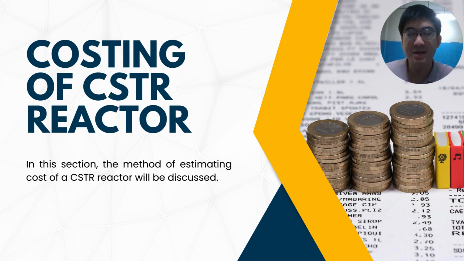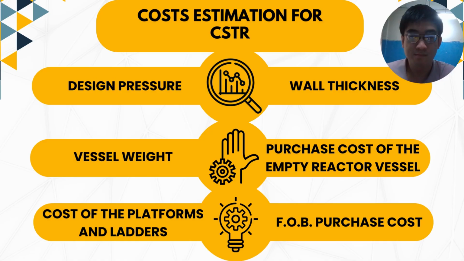So now we will discuss the costing of a reactor. In this section, the method of estimating the cost of a reactor will be discussed. To estimate the cost of a reactor, we have to follow 6 steps. First, we have to determine the design pressure, followed by wall thickness, followed by vessel weight.